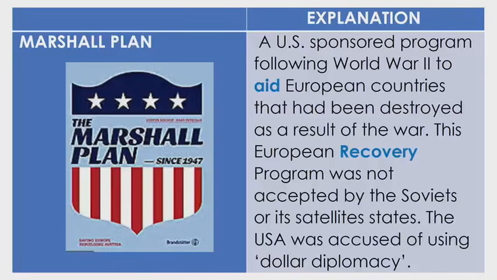Now let's touch on the Marshall Plan. The Marshall Plan, grade 12s, was aimed at the economic recovery in Europe at the time. According to the Marshall Plan, they essentially promoted economic aid. They were willing to offer all sorts of aid in terms of offering food supplies, fertilizers, rebuilding the infrastructure in Europe at the time, essentially anything that the European country would need at the time. So for the Marshall Plan, we say it's a US-sponsored program following World War II to aid European countries that had been destroyed as a result of the war. This European recovery program was not accepted by the Soviets or its satellite states.